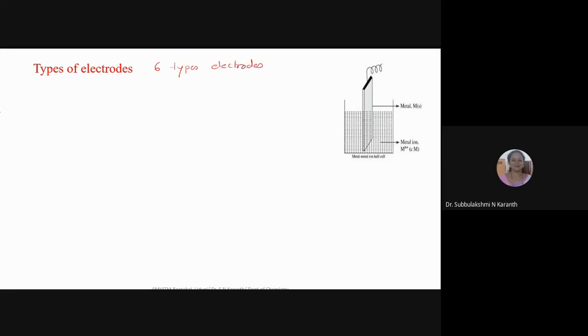The first category of electrode, which you already studied, is what we call metal ion electrodes. I put one diagram here. This is a metal, say M, and this metal is dipped in an Mn+ solution. A metal M dipped in a solution of Mn+ ions; that type of electrode is called a metal ion electrode.